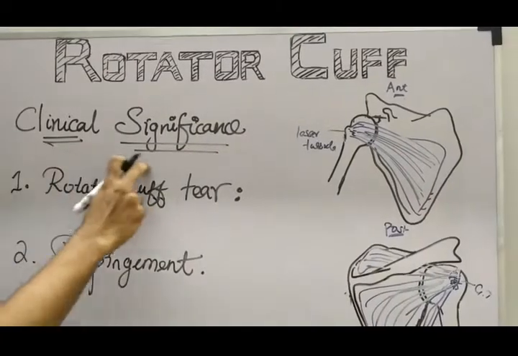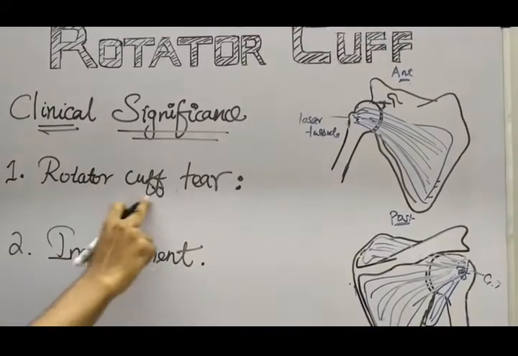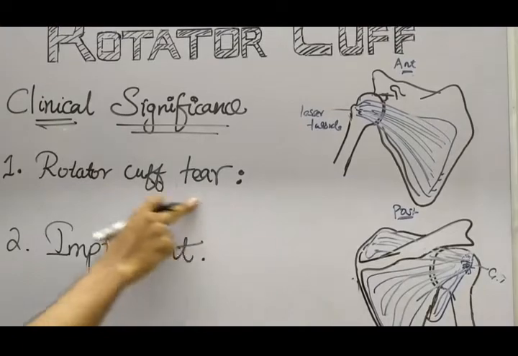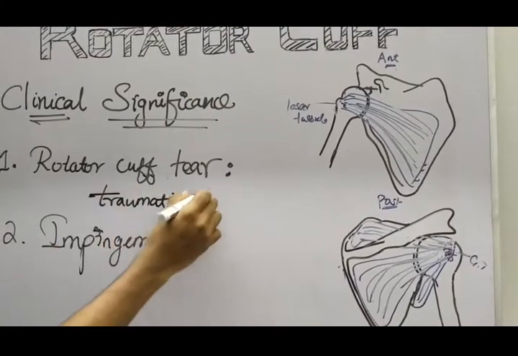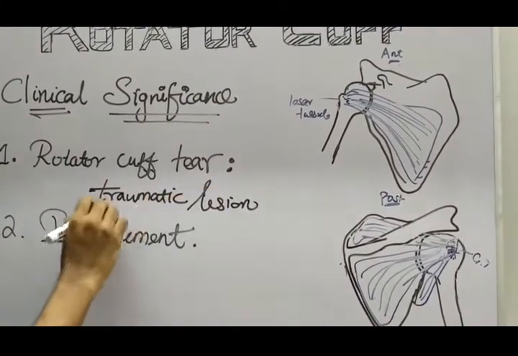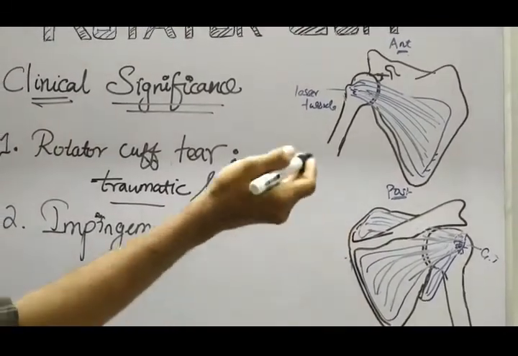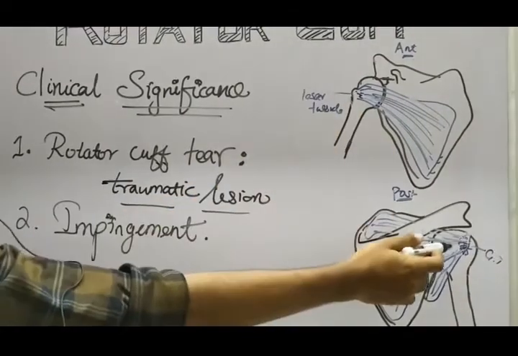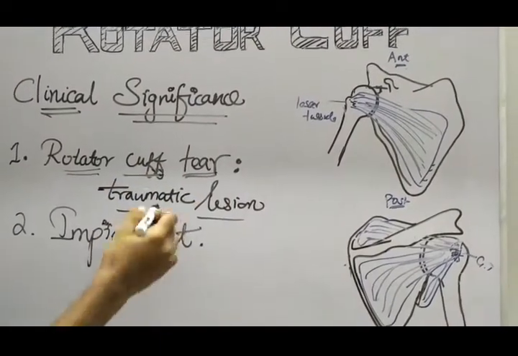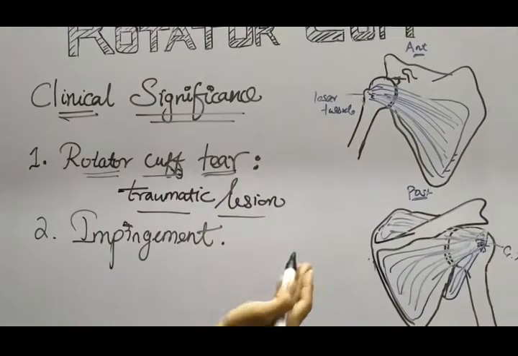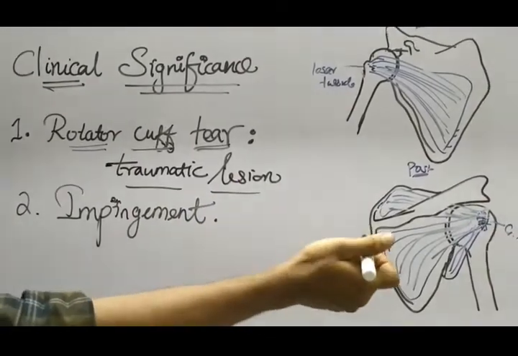So finally guys, the clinical significance, the clinical anatomy of the rotator cuff, it's very important. First one is rotator cuff tear. Rotator cuff tear can be a traumatic lesion. Most probably it will be the traumatic lesion, that is because of injury. Like the person playing in sports may get injury in the rotator cuff region. So in that case the rotator cuff will be torn. The treatment will be either conservative or surgical. That depends upon the age and the severity of the tear.